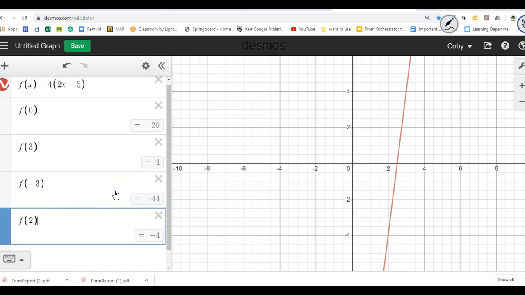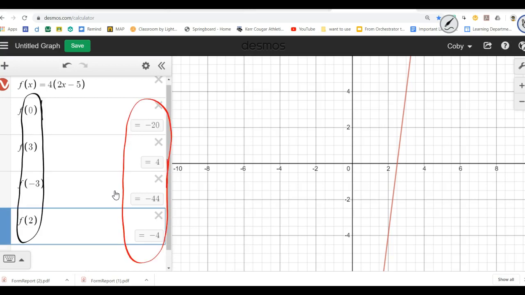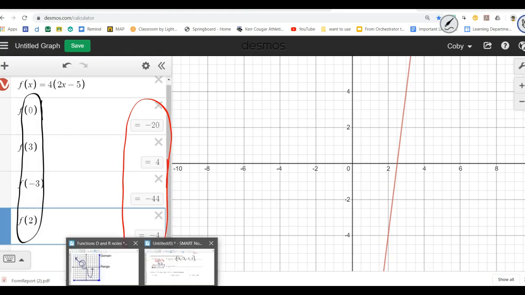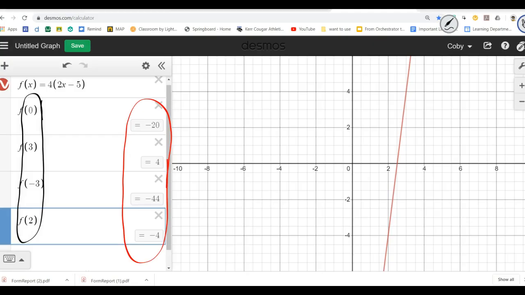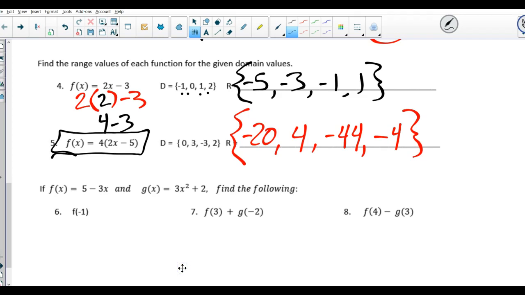So here is my domain. My domain are these 4 numbers here. My range is those 4 numbers there. -24, -44, -4. See if I can remember those. -20, 4, -44, -4, I think. -24, -44, -4. I believe I'm right. Yes. Domain and range. There we go.